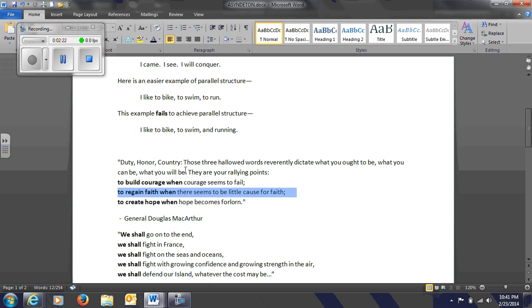So let's start here. They are your rallying points. Colons. I've got a list coming. I like the colon. So here we go. To build courage when courage seems to fail. Notice I've got an infinitive in each one of these. To build, to regain, to create, followed by an abstract noun, courage, faith, hope, followed by when.